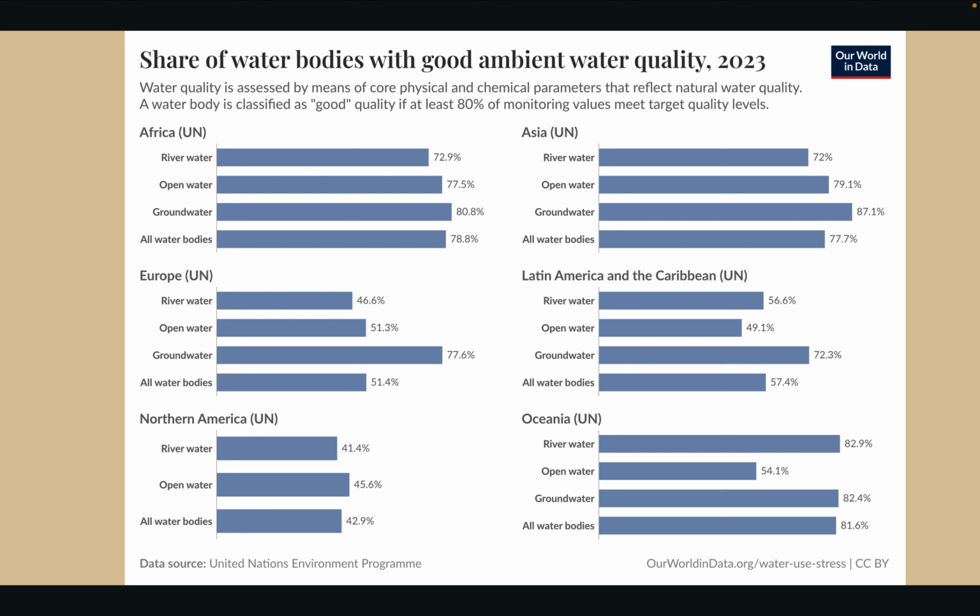And as you can see, Africa has some of the higher percentages of water bodies that are good water quality. And North America has way lower percentages of water bodies that have good water quality. So I thought this was an interesting graph to share, as Africa and the other graphs didn't have good water treatment, but their natural water is a lot better than North America's is.